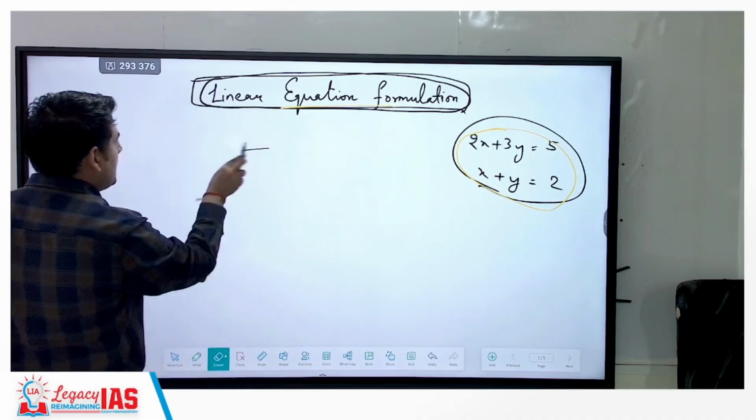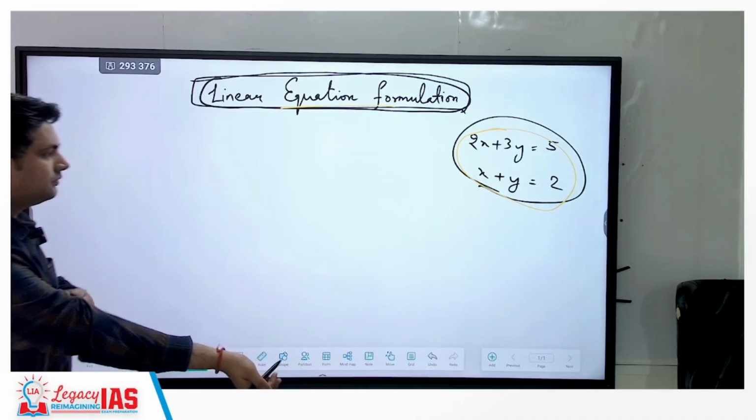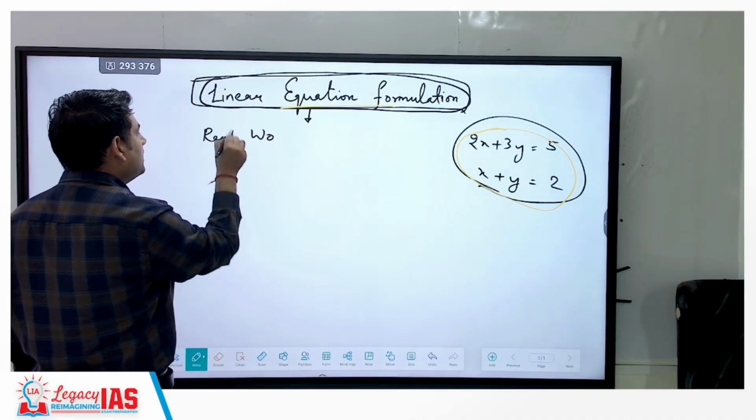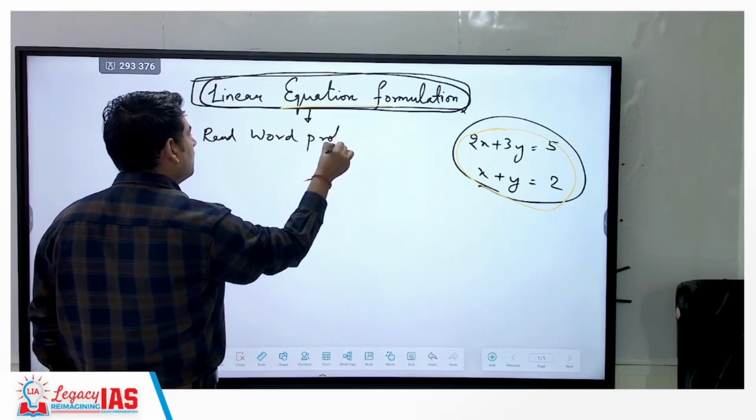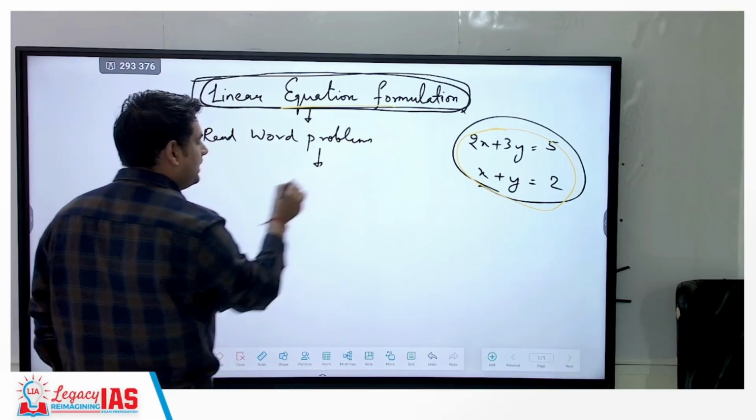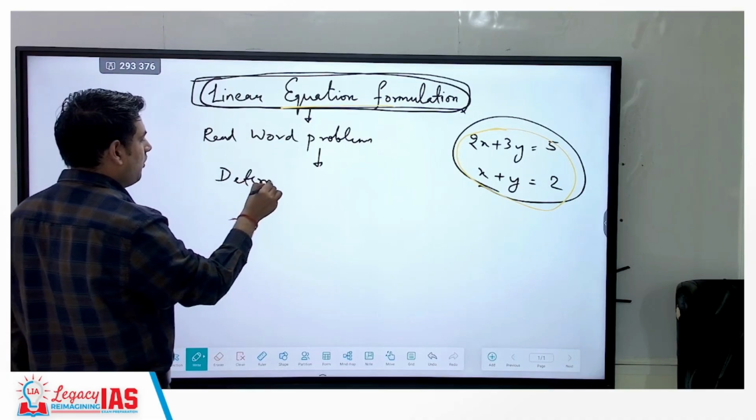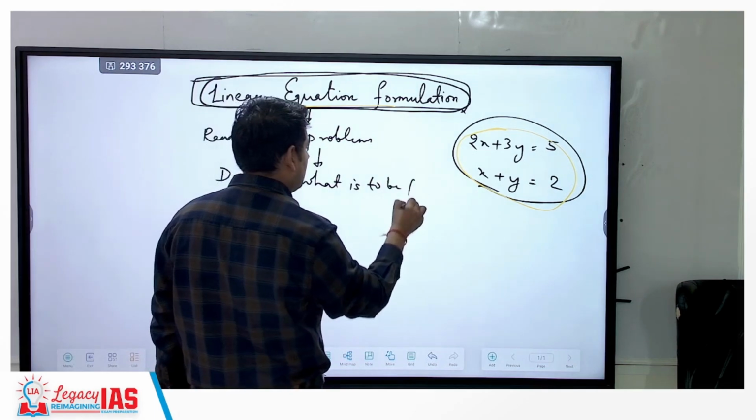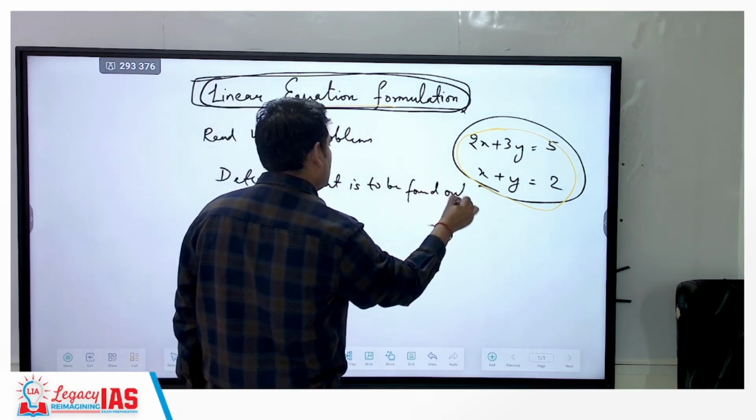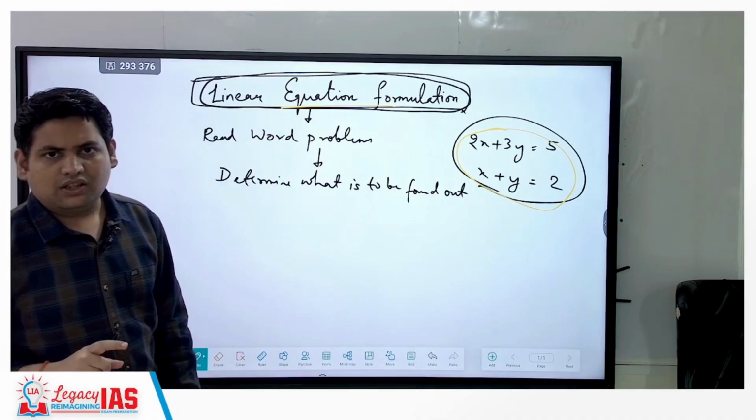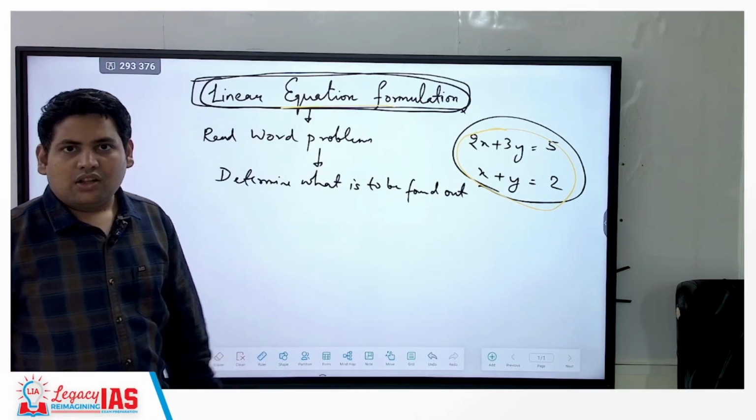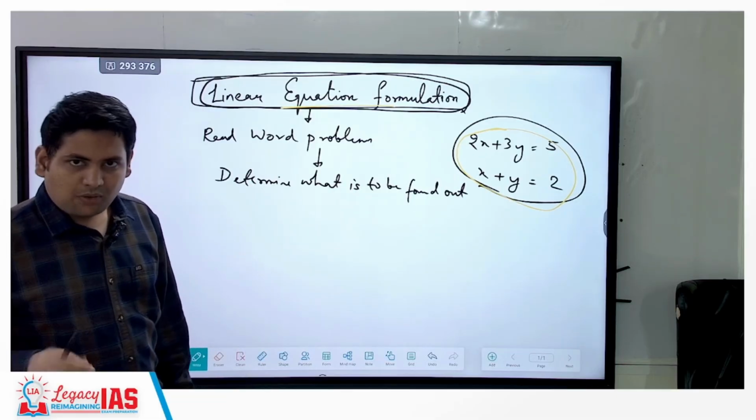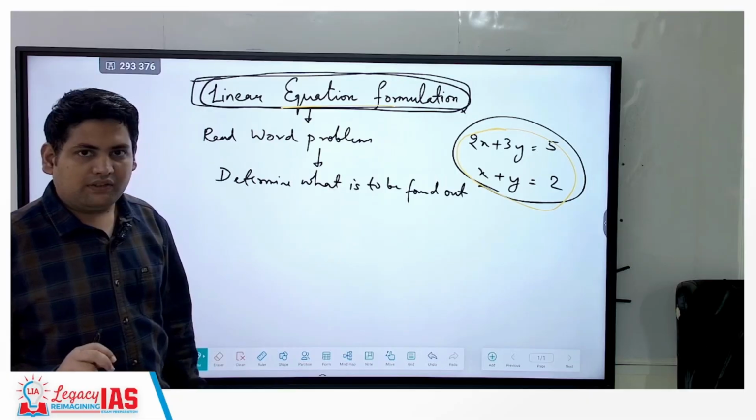Understand. First thing, you will have to read the word problem and then determine what is to be found out. Correct? What you need to find out, first thing is this. What does the question ask? Is the question asking the age of Ram, Shyam? What is the final question for which the options are given to you? First thing is that you identify this.